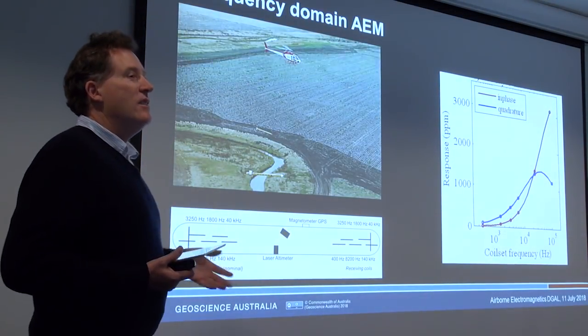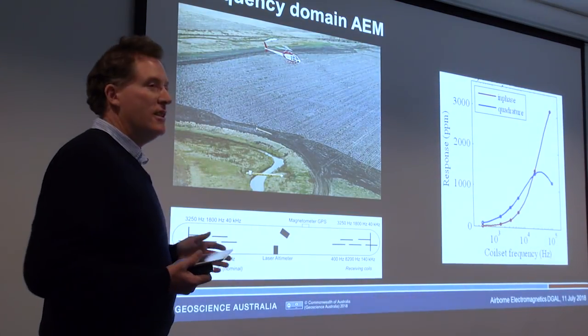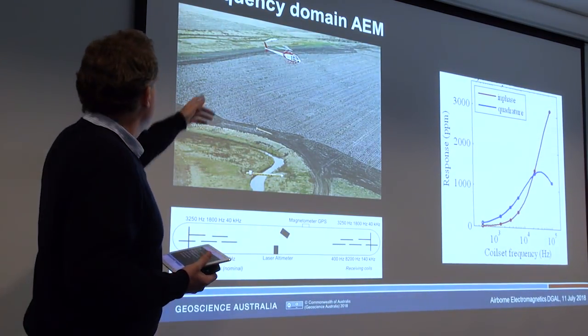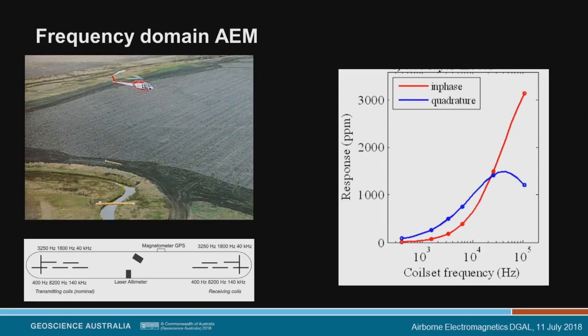There's two main ways of doing AEM. One is frequency domain AEM. This is an example of one of the very first surveys I was involved in. It's a salinity mapping frequency domain system called Digim Resolve, and this was up in the Liverpool Plains area back in the early mid-1990s.